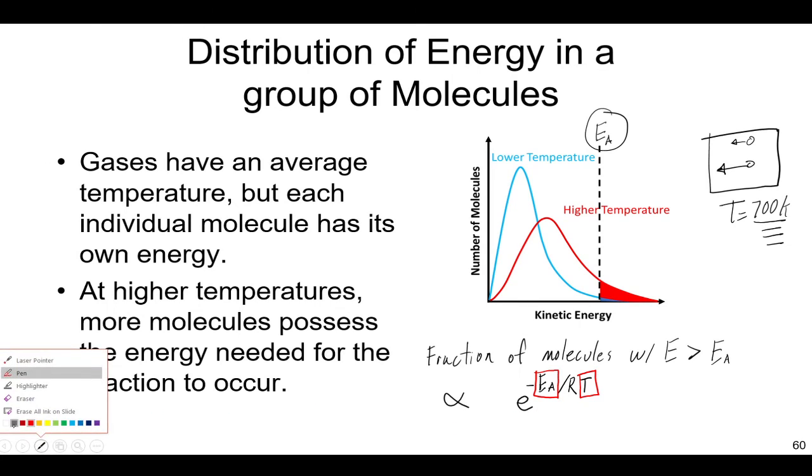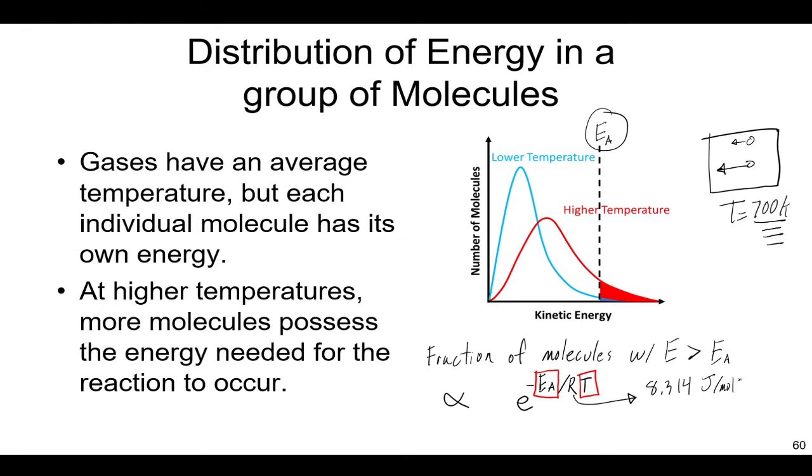R here is our gas constant. There are various ones with various units, but we could say 8.314 joules per mole Kelvin might be the one you want to use. It depends on the other units you have, of course. Temperature is probably going to be in Kelvin, and activation energy is probably going to be joules per mole, so it makes sense to use that R.